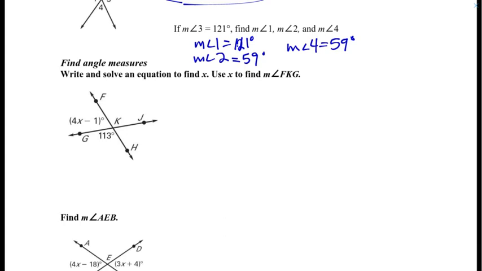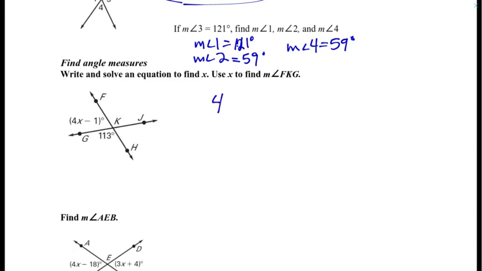All right, moving down to some slightly more complicated problems that are going to involve some algebra skills. So in this one, we want to write and solve an equation to find x, and then we're going to use x to find the measure of angle FKG. So when we look at our diagram, we see this angle here, FKG, is going to form a linear pair with GKH. So we know that those two angles must be supplementary, or must add to 180.